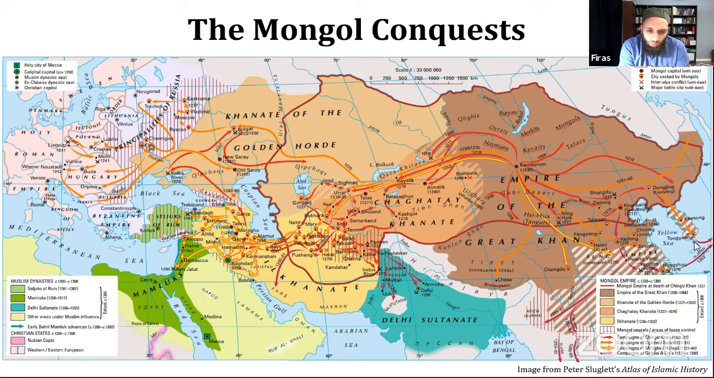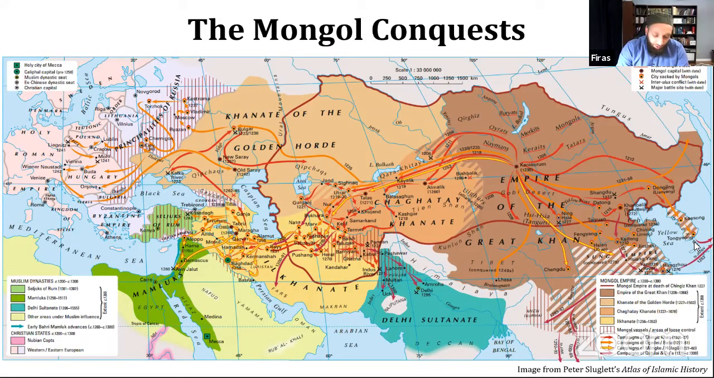We don't really have to go too much into the details of this. The short story is that Chinggis Khan completely obliterates the Khwarizmian Empire. It ceases to exist by the 1220s. In 1227, Chinggis Khan dies, and rulership over the Mongol Empire goes to his son Ogedai.